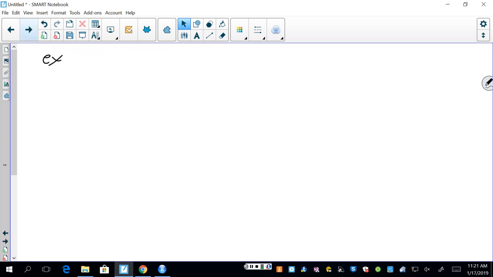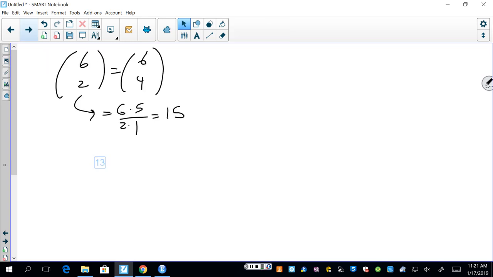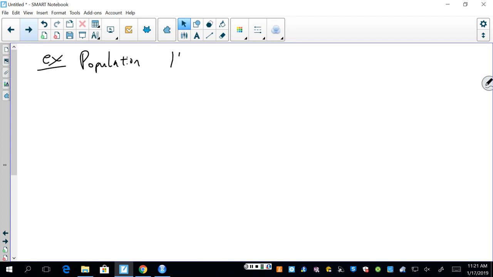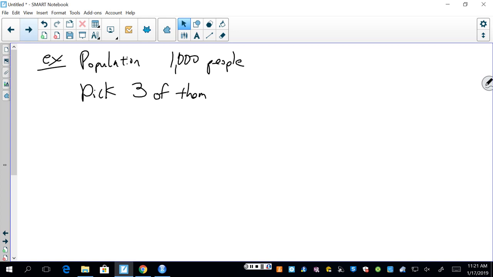So let's say we have an example. Let's say we have a population that has 1,000 people in it. Let's say we're going to pick 3 of them. Right. What's the probability that a particular person is in the sample?